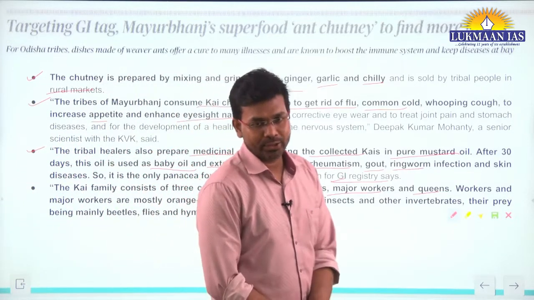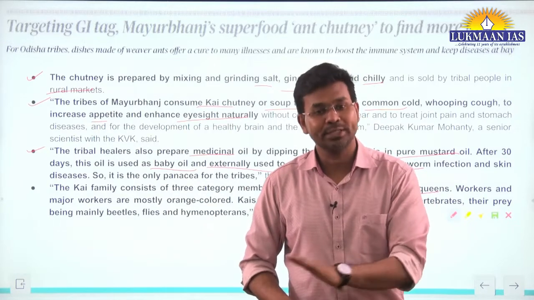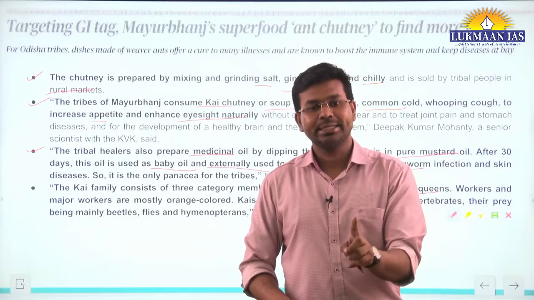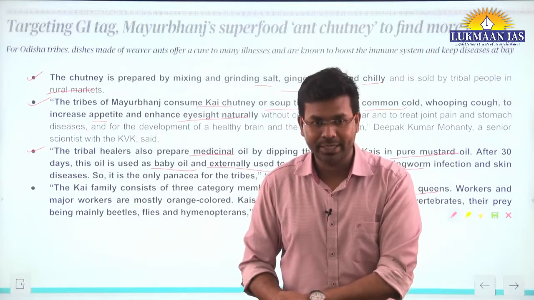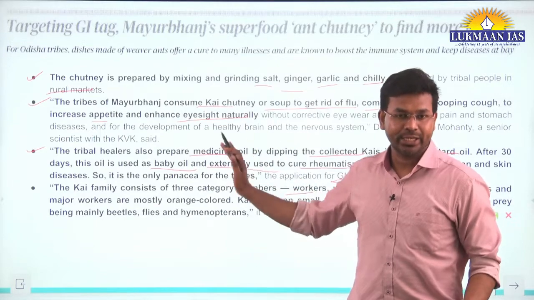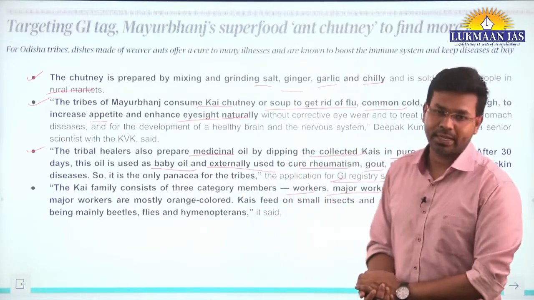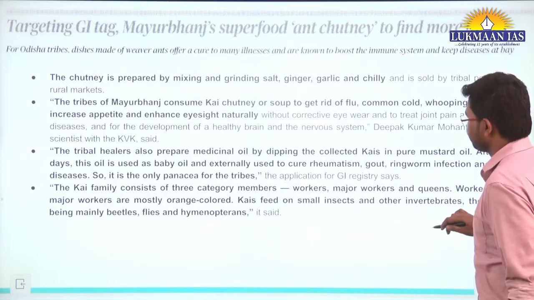So here we have understood that Kai chutney comes from Odisha, Mayurbhanj district of Odisha, and this is medicinally beneficial, and they have applied for Geographical Indication Tag. It is not yet awarded, but it may be awarded very soon, right? So this is important.